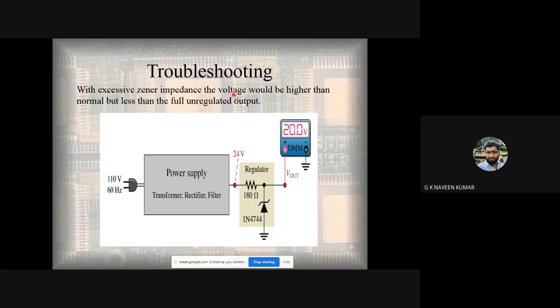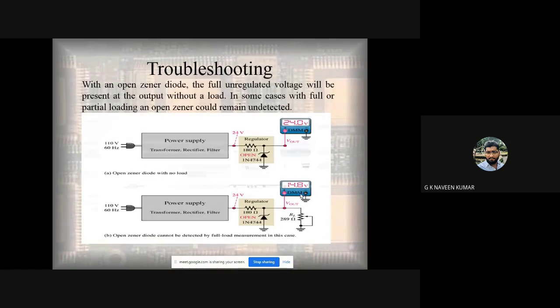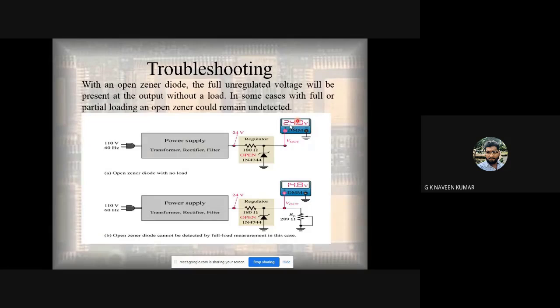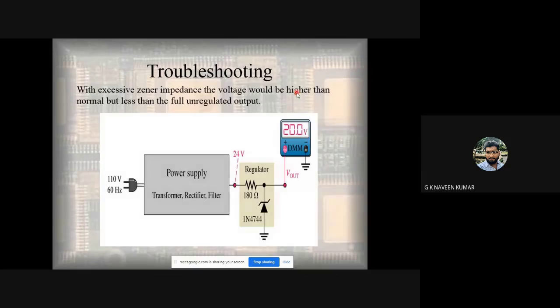Now, with excessive Zener impedance, the voltage would be higher than normal. Suppose the impedance of the Zener diode is excessive, then the voltage which was appearing as 14.8 volts in the previous application will be 20 volts, or it is less than the full unregulated DC output. Here the unregulated DC output is 24 volts. Here the regulated DC output will be 14.8 or 15 volts. If the Zener has excessive impedance, then the voltage will be higher than normal. Normal voltage is 15 volts and it is 20 volts.